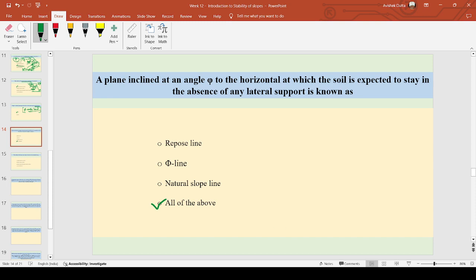I repeat the question once again. A plane inclined at an angle phi to the horizontal, at which the soil is expected to stay in the absence of any lateral support. So the angle phi, if the line drawn on a plane indicates the slope angle or the slope face in 2D, that line will be called the repose line or the phi line or the natural slope line, that indicates that up till an angle of phi the slope will be stable. Up till an angle of phi inclination of the slope face, the slope is going to be stable and it won't fail. Okay.